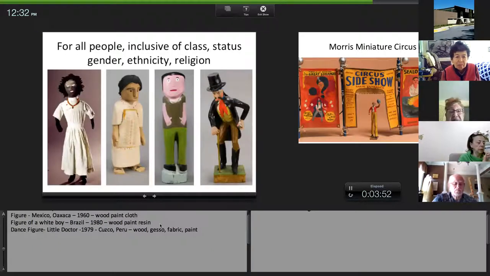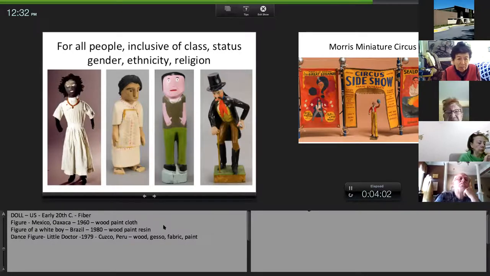And folk art includes everyone from class, status, gender, ethnicity, and religion. And here are different wooden figures: on the left is the US, the second one is Oaxaca, and then we have this, they called it figure of a white boy from Brazil. And on the right, we have a dancing doctor from Peru.